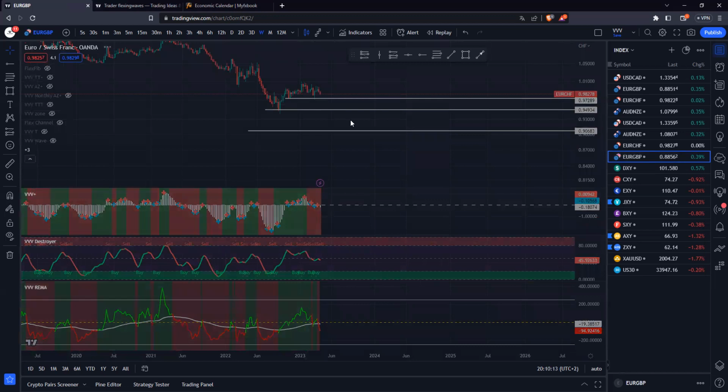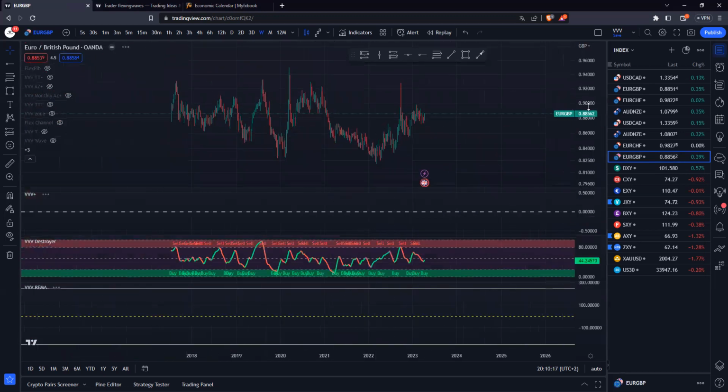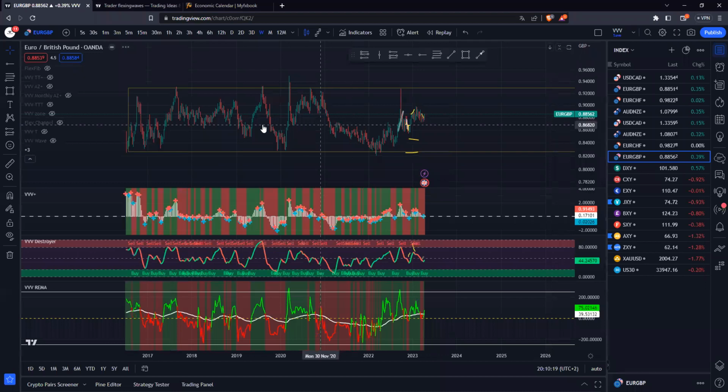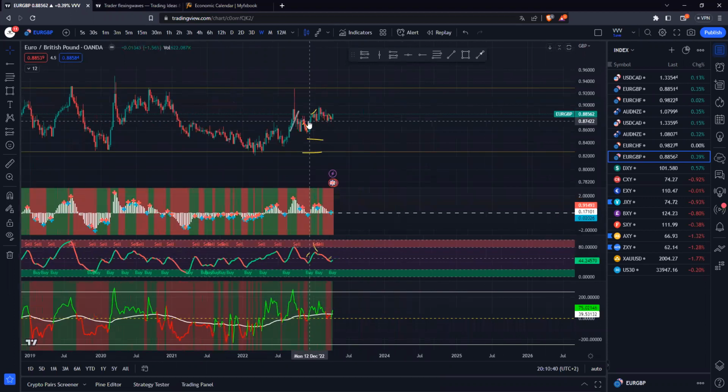The Euro GBP. I have to draw on the Euro GBP, but it's the same thing. The market is consolidating. Okay, we see a sideways move. The market doesn't go up or down, it's just ranging. My target zones were here, but there was a divergence which didn't move.